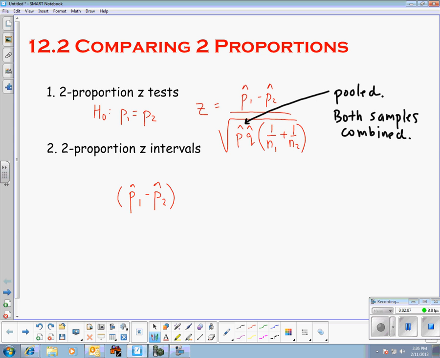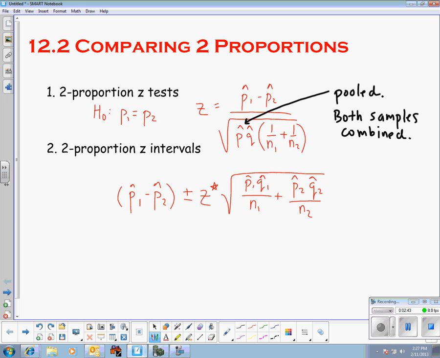Okay, so the interval would look like this. P1 minus P2, both hat. That's going to be the difference in the two samples that you selected, plus or minus Z star times the standard error. And the standard error in this case is the square root of P1 hat Q1 hat over N1 plus P2 hat Q2 hat over N2. All right, and all that together will provide you with your Z interval.